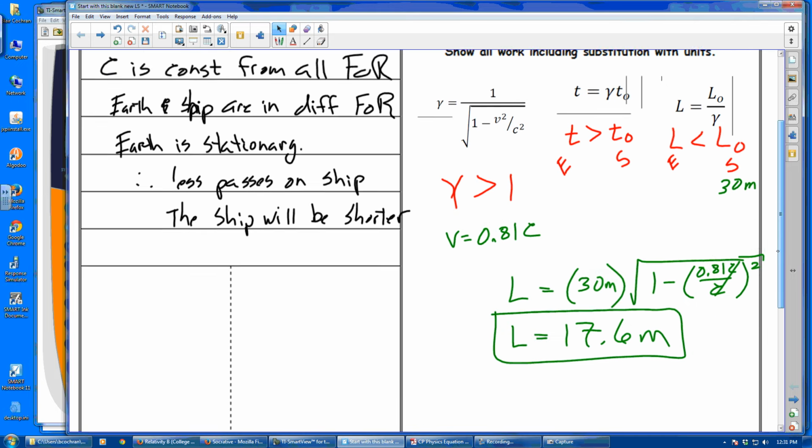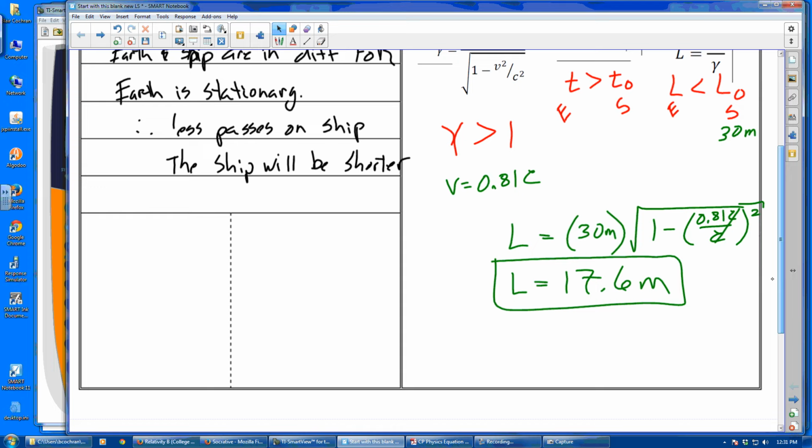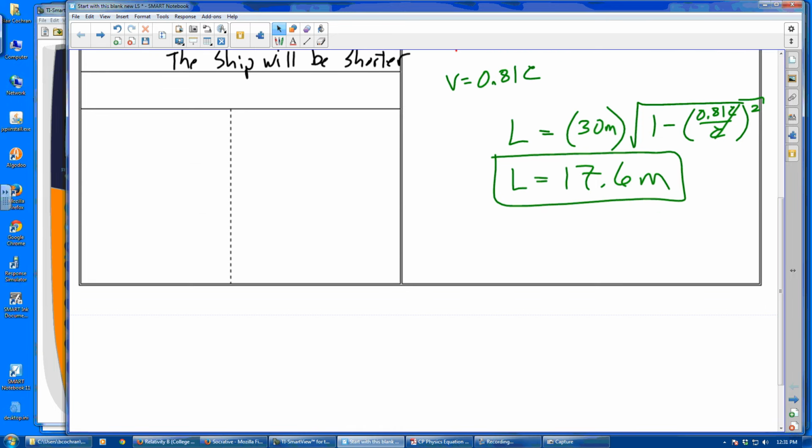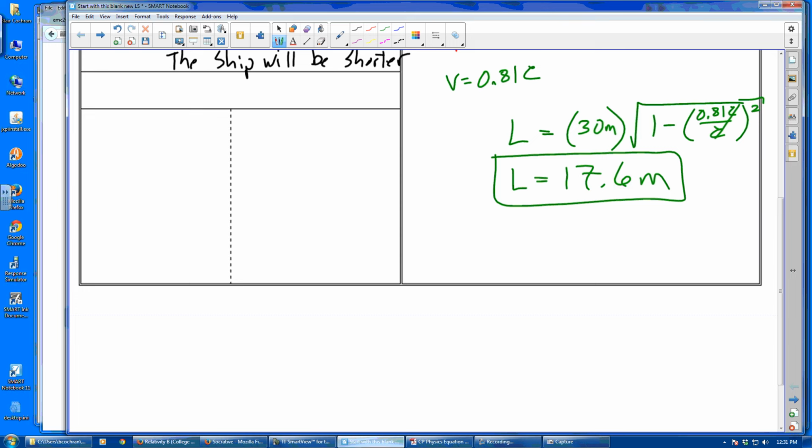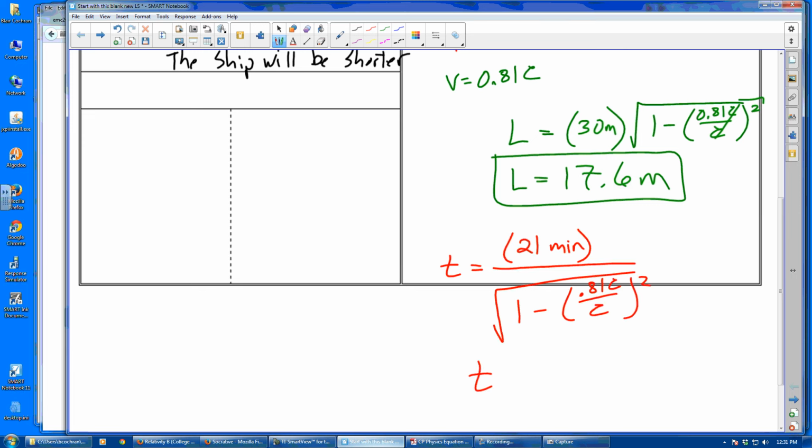Remember, we have that T is from the Earth and T naught is from the ship. And they tell us that 21 minutes passes on the ship, so we're expecting more time on Earth. So we're looking for T. We have T naught as 21 minutes over the square root of 1 minus our 0.81 c over c quantity squared. And we solve for T.